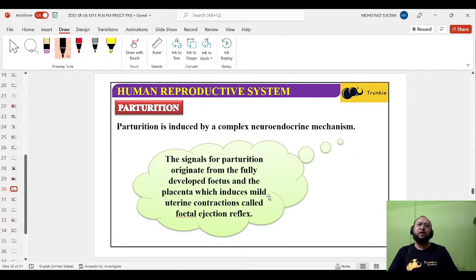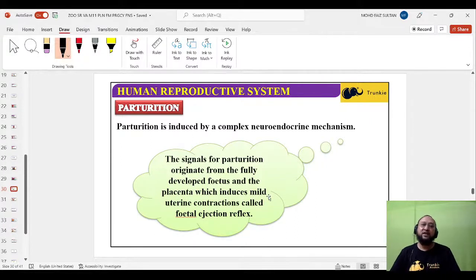Parturition is induced by a complex neuroendocrine mechanism. I told you there are different things, like thirst, feeling hungry, the urinary bladder being fully filled up to urinate, and when you are emotional and crying, the release of tears from the lacrimal glands of the eyes. All these are controlled by the neuroendocrine or nervous system. There is the control and coordination mechanism of our body.